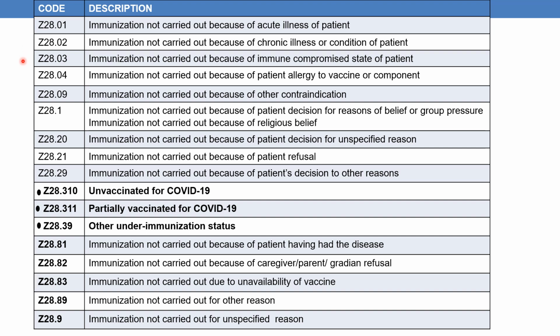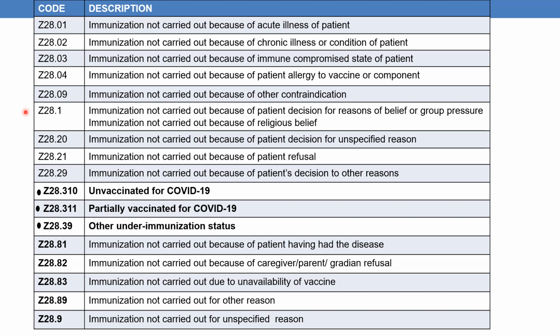The next is Z28.03. It deals with immunization not carried out because of immune compromised state of the patient. The next is Z28.04. It deals with immunization not carried out because of patient's allergy to vaccine or a component of vaccine. The next is Z28.09. It deals with immunization not carried out because of other contraindication. The next is Z28.1.